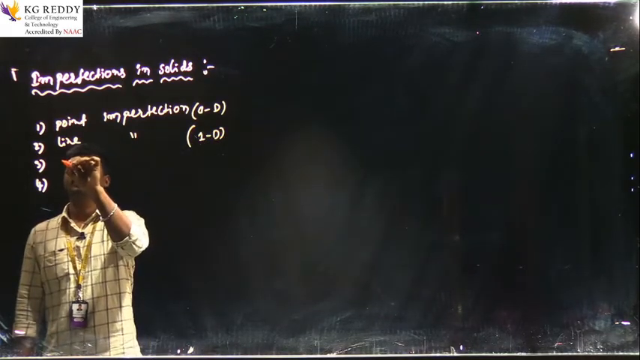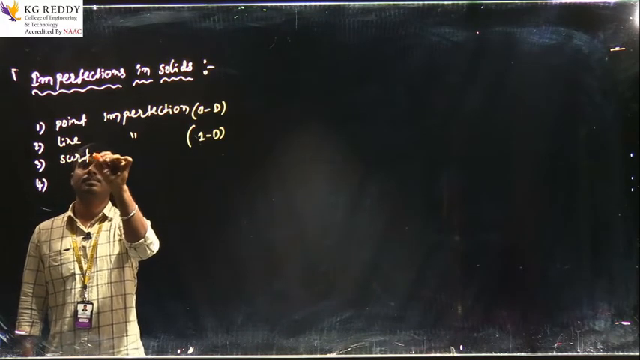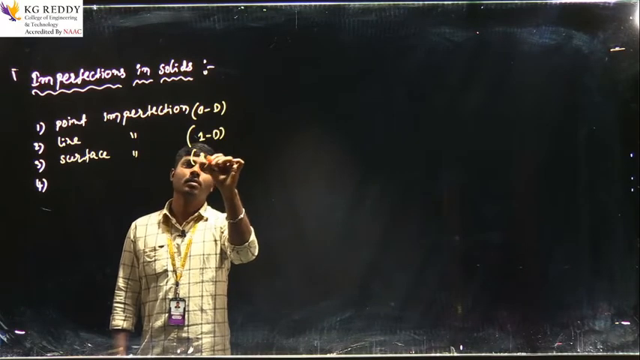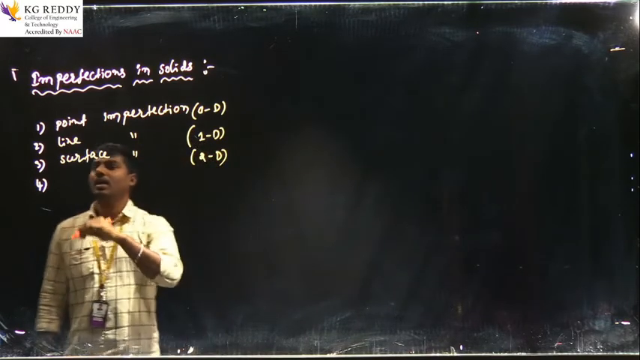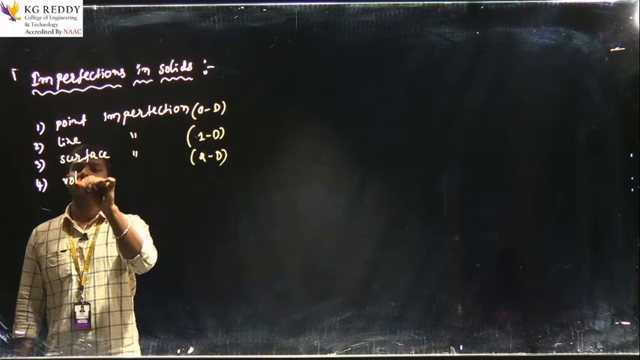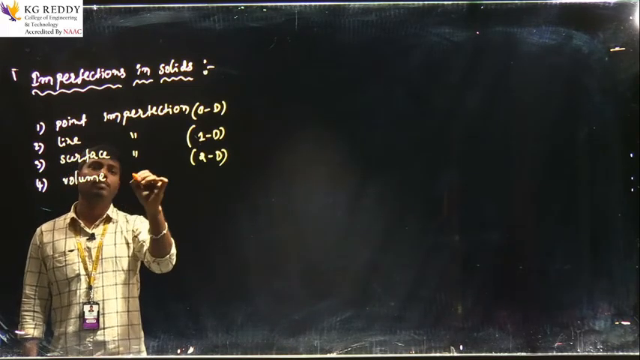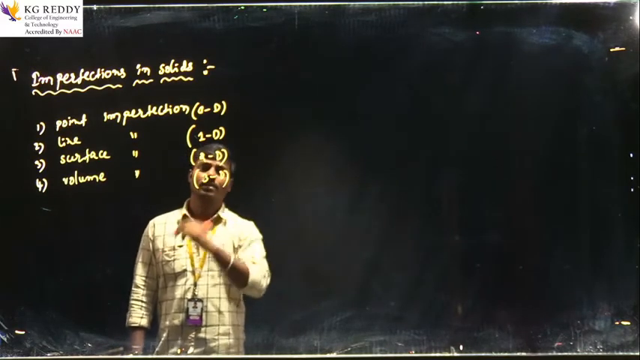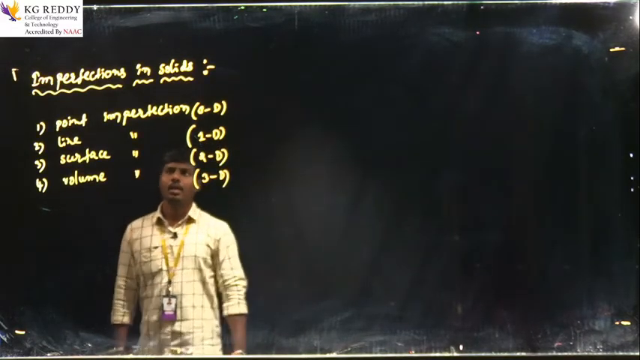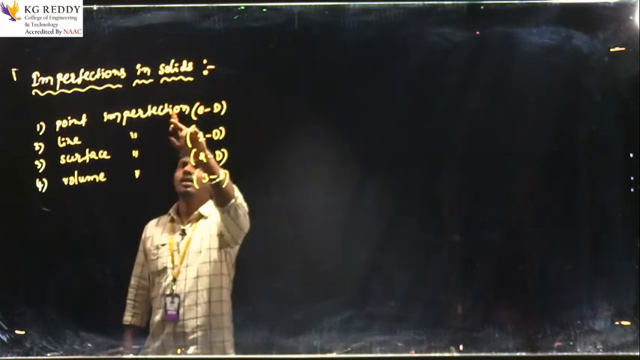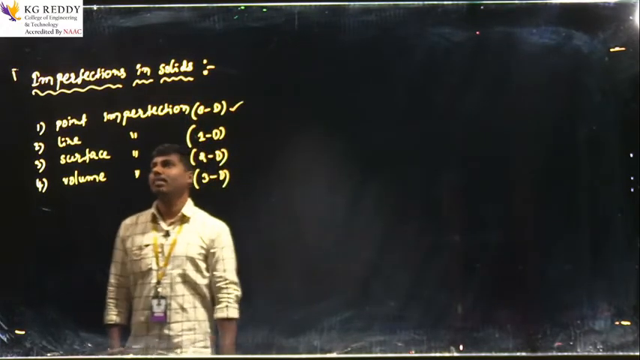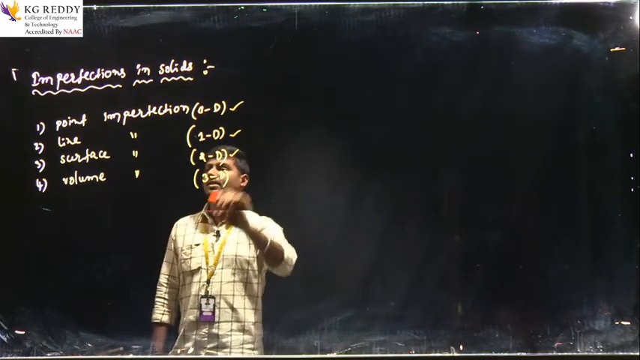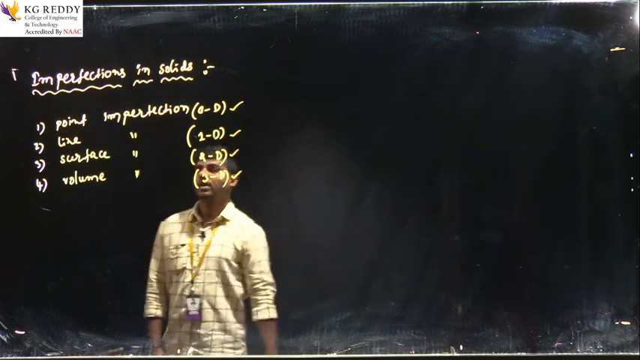The third one is the surface imperfection. This we can call a two dimensional defect. And the last one is the volume defect or volume imperfection. So these are the three dimensional defects. These are the various imperfections or defects. The first one is the point defect, the second one is the line defect, the third one is the surface defect, and the fourth one is the volume defect.